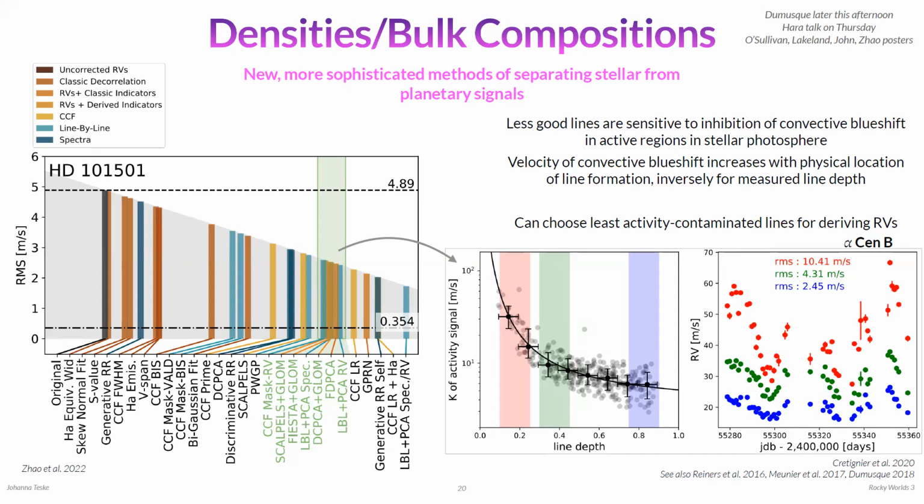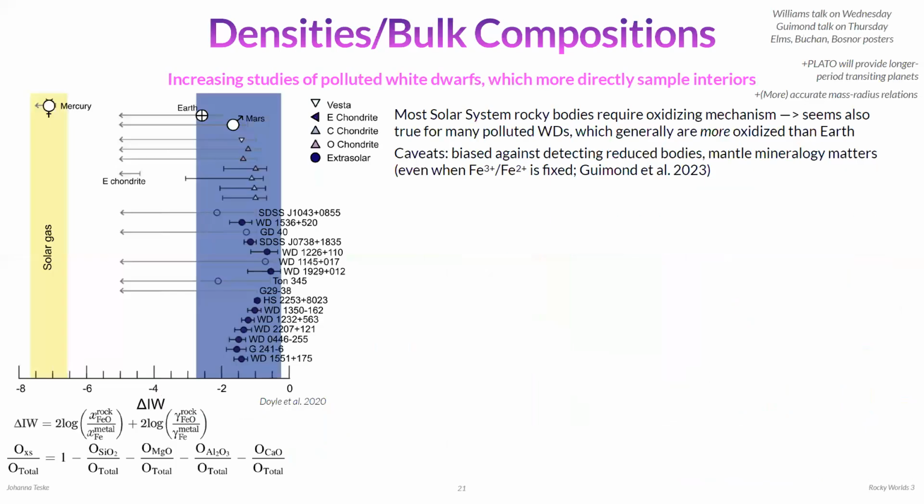which maybe we'll hear about more later this week, I'm not sure, that basically instead of using all of the lines in a stellar spectrum to model the radial velocities, you choose lines that are shown to be less sensitive to stellar activity based on the depth of the line, and that can reduce the RMS in the derived velocities. So I think this is one example of a really promising technique.